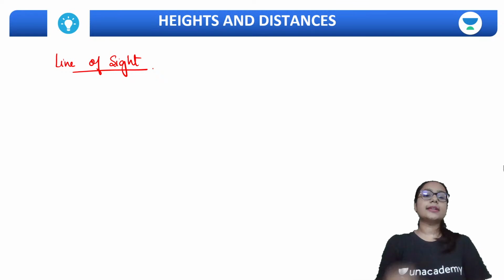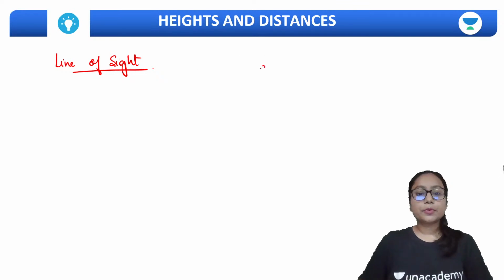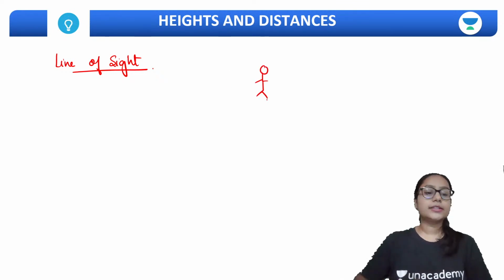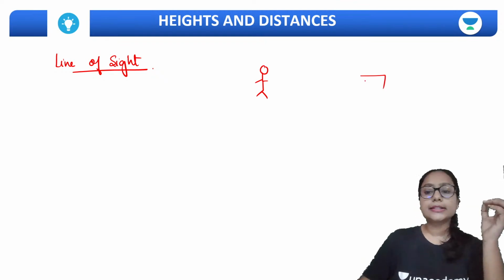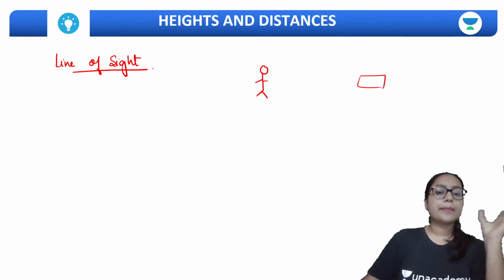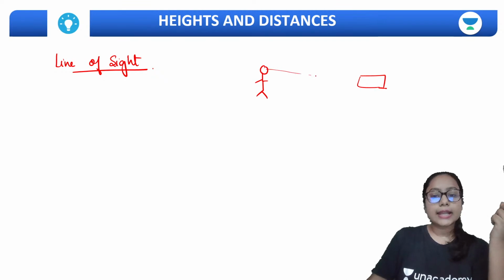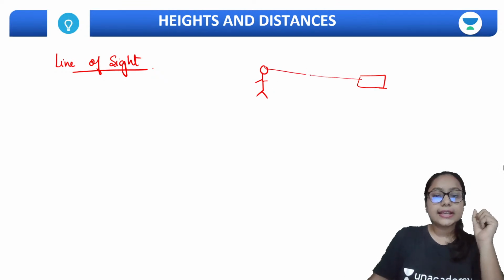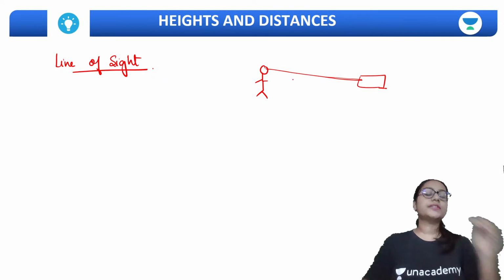Suppose you're looking at some object. Suppose you are standing here. This is you. And some table is kept over here. Some object is kept over here. Then you are looking at this object. So this line is known as the line of sight.